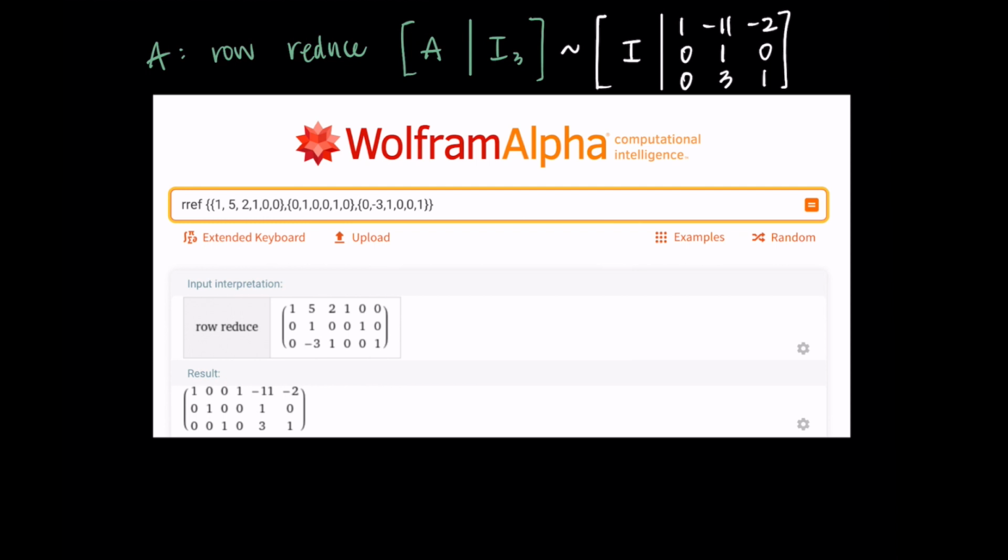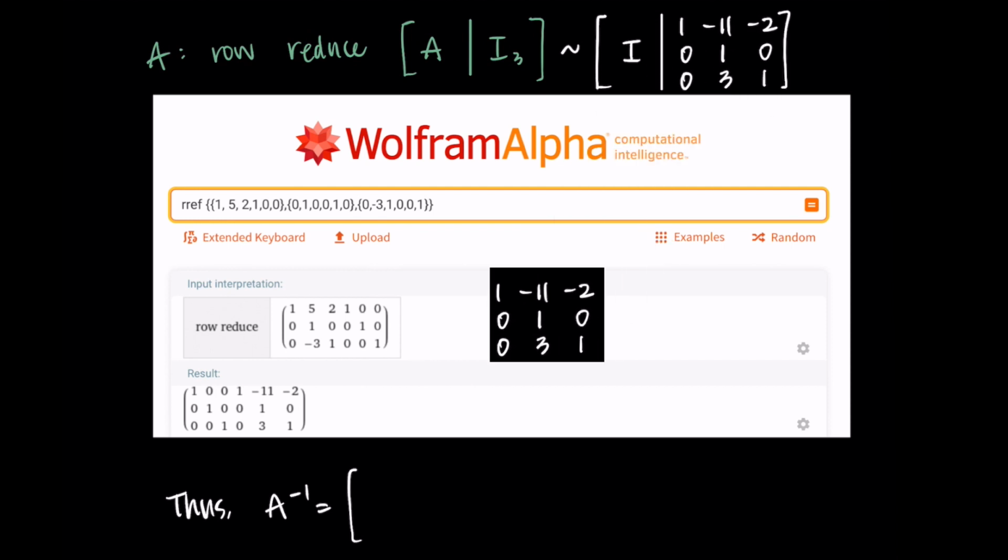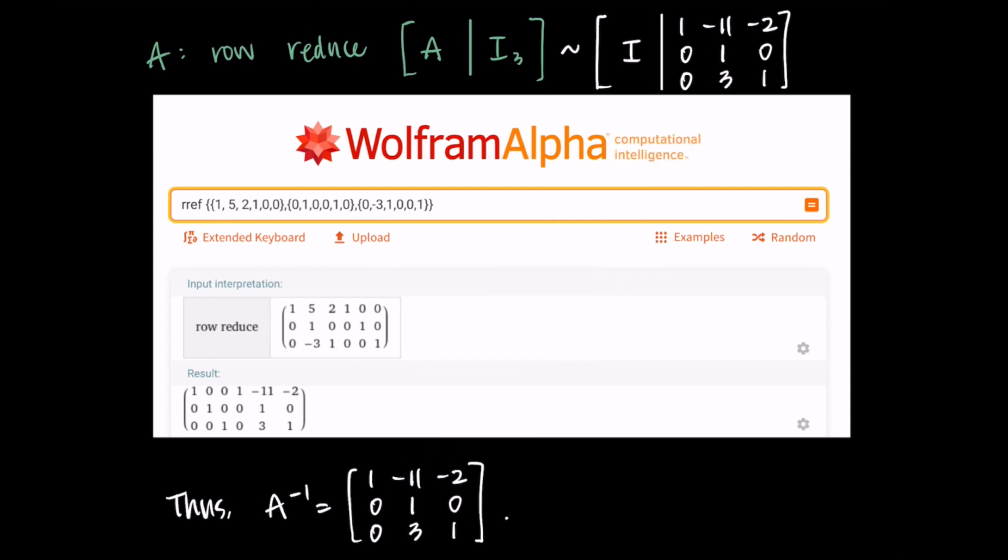So, okay. I took A, I augmented the identity, and then I was able to row reduce and get the identity on the part of the matrix that is A, and I'm left with the inverse on the right-hand side. So this tells me that A inverse is equal to the right-hand side of this augmented matrix. And that'd be our final answer.